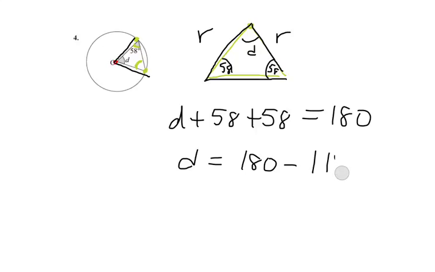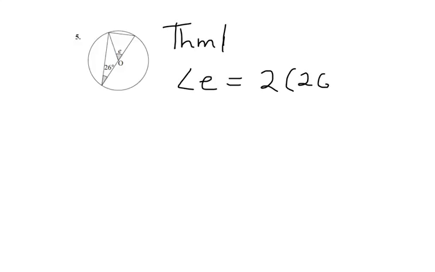Geez, 116. So D must be equal to 64 degrees. So don't forget the things we already know. Those are things we can assume to be true. So isosceles triangles, we know, have 2 sides the same, 2 angles the same. Okay, this one looks to be a very simple Theorem 1. So Theorem 1 says that angle E is 2 times 26. So angle E must be 52 degrees.